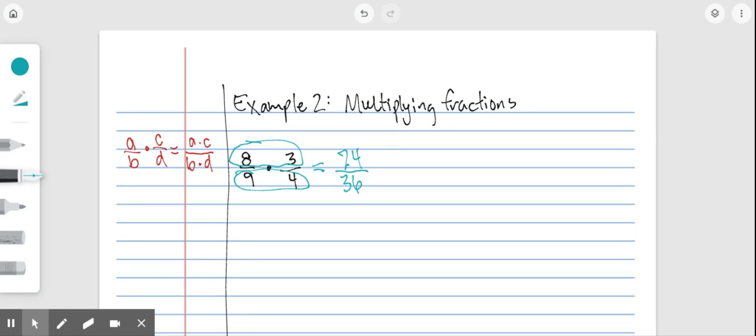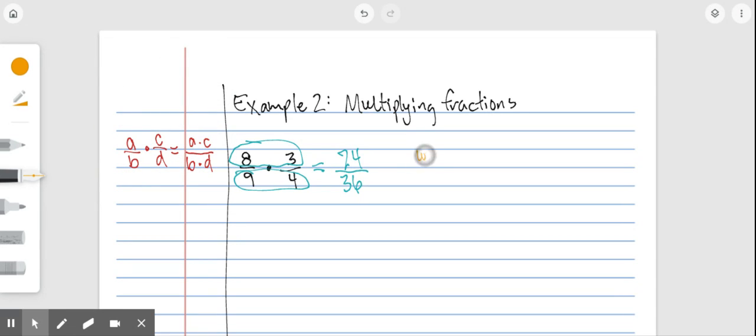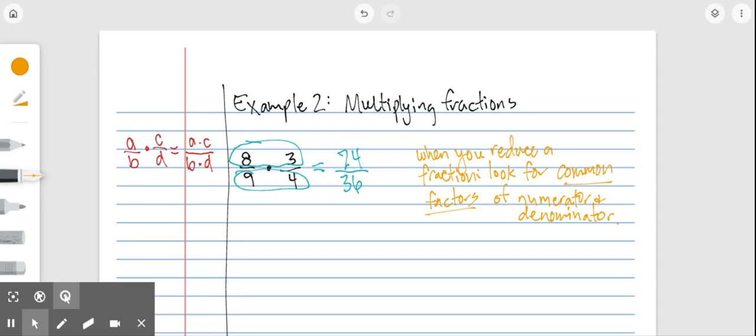Now, this is where I want to talk to you about reducing. In the last video I reduced, but I didn't really explain it. So when you reduce a fraction, now this is important, you're looking for a number that divides both the top number and the bottom number. So you're looking for a number that is a common factor between the numerator and the denominator. Remember, we talked about common factors like 2 weeks ago. Common factors are numbers that divide both of the numbers, like a number that will divide 24 that will also divide 36.